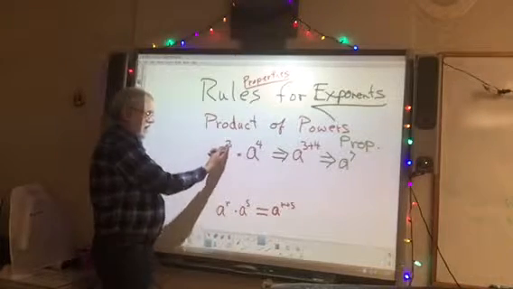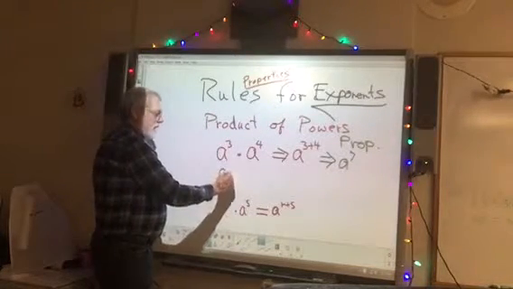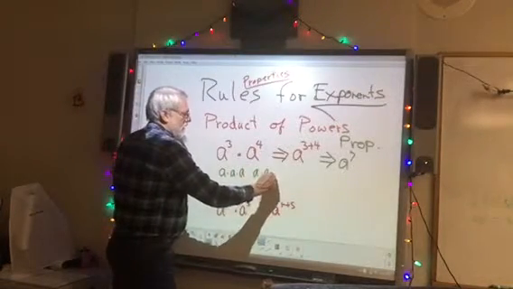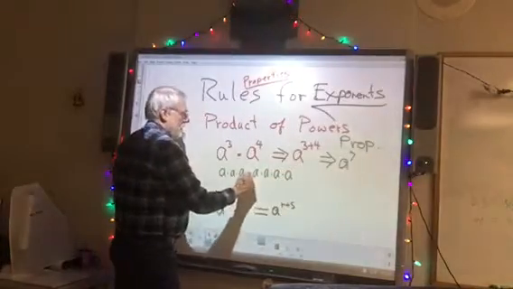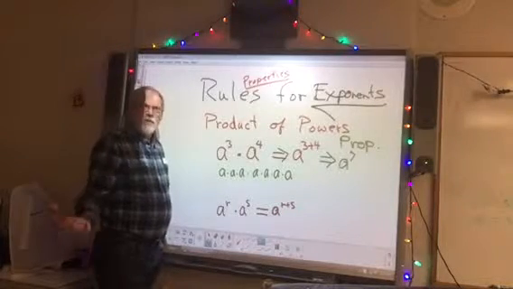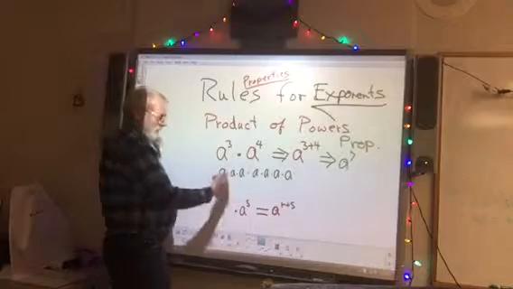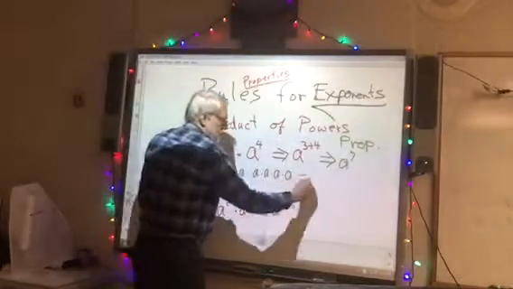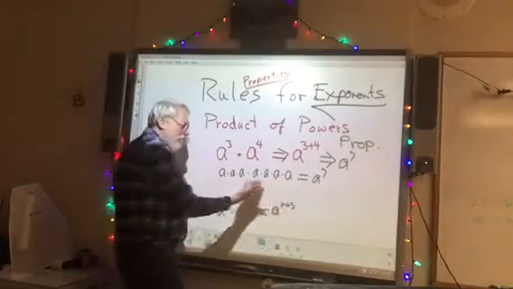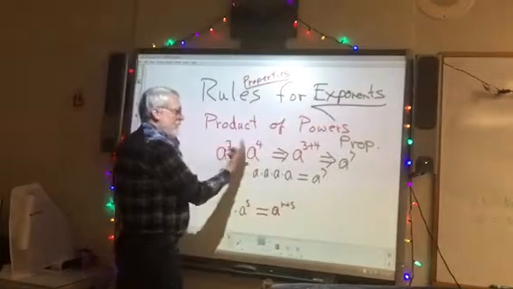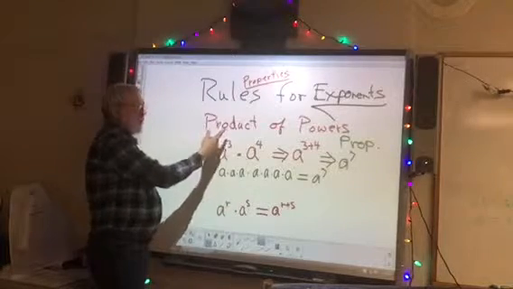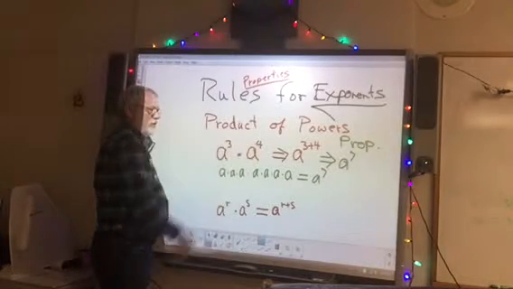Another way you could see this is, again, what does this mean? This means a times a times a. What does this mean? A times a times a times a. How many a's do you have? 1, 2, 3, 4, 5, 6, 7. A to the 7th. But the shortcut, you don't have to write it all out in expanded form. You can do a shortcut and just add the exponents when the base is the same. And that rule is called the product of powers property.